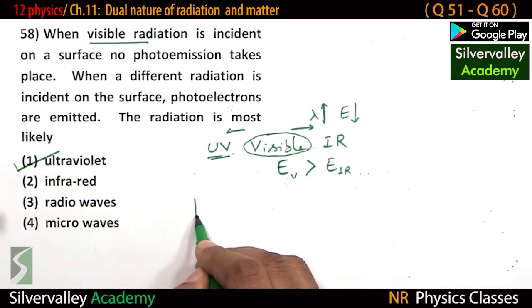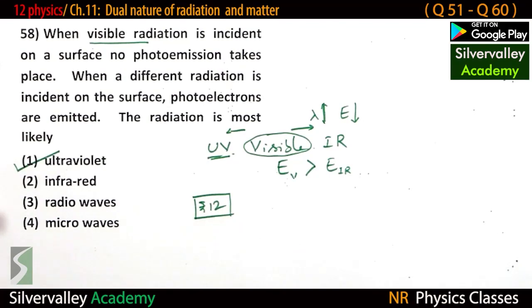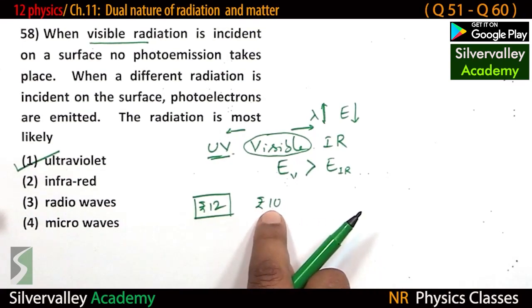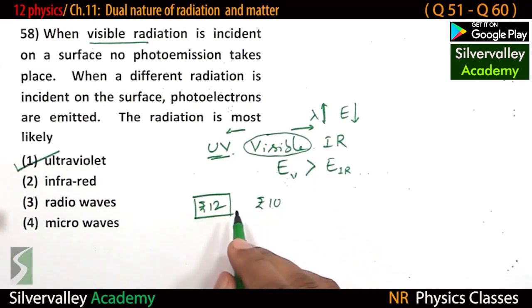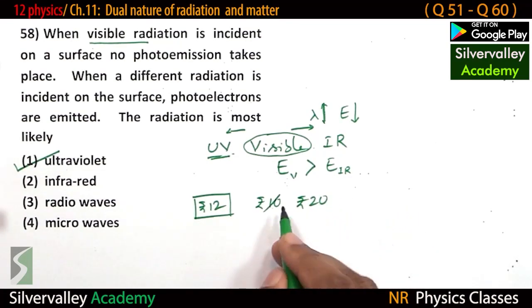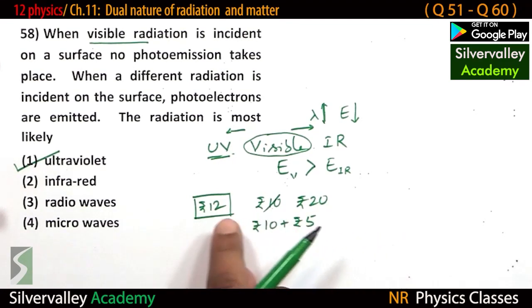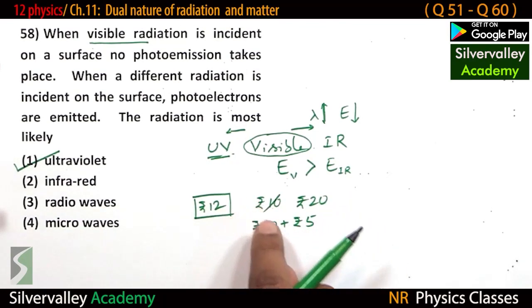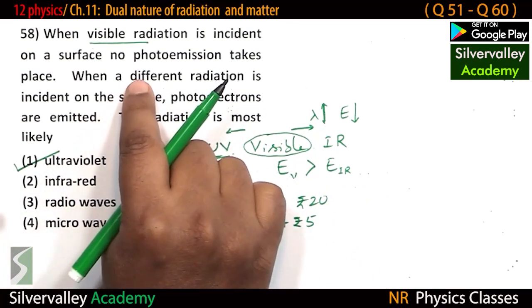Something like this: this biscuit packet costs 12 rupees. You are giving 10 rupees to the shopkeeper. For 10 rupees you can't get it. So which is the next denomination where you can get it? The next denomination should be 20 rupees, isn't it? Or else 10 rupees plus 5 rupees, 15 rupees, then you can get this. It means we have to go higher than 10 rupees. So that is the meaning. If visible radiation cannot remove, then ultraviolet should be used to remove.